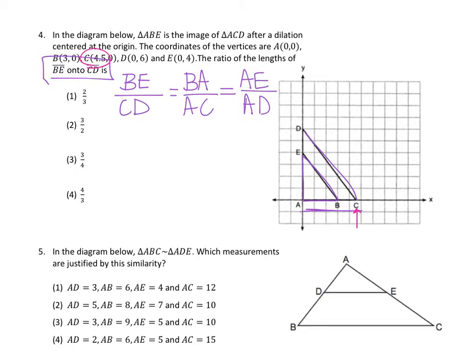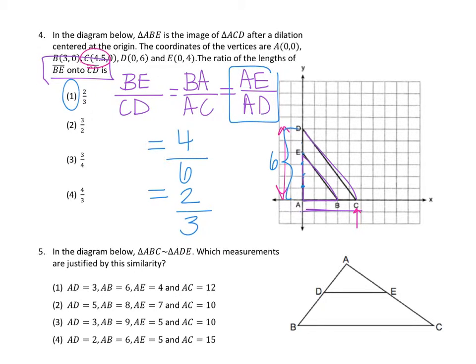However, it's easier just to work with these vertical heights, or vertical lengths rather, because they look like nice whole numbers. AE is 1, 2, 3, 4. So we said AE goes on top, meaning 4 over 1, 2, 3, 4, 5, 6 right here. Oh man, this is the same example as we saw on our first page. So then when we reduce, we end up with 2/3. Choice 1.